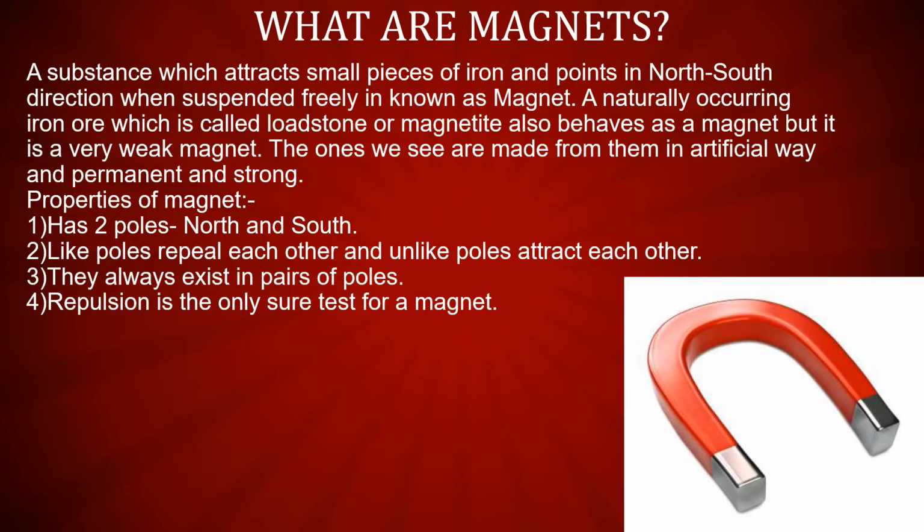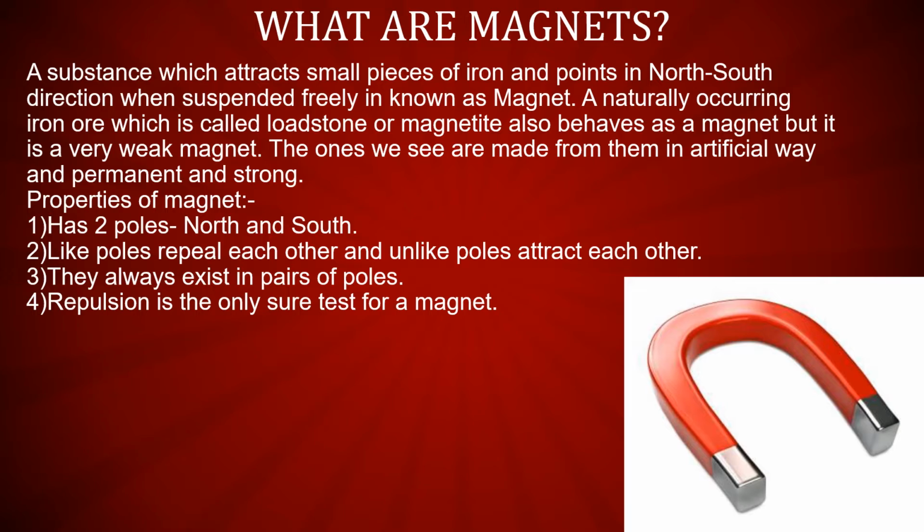Now, what are the properties of a magnet? Well, it has two poles, north and south, and another property of a magnet is that it repels like poles. That means north repels north and south repels south. And unlike poles, that is north and south, attract each other. We cannot have a magnetic monopole in isolation. That is, we always have a dipole. By dipole, I mean north and south.